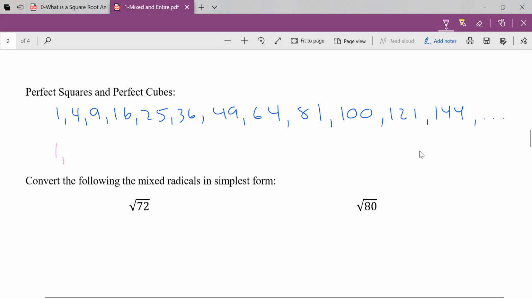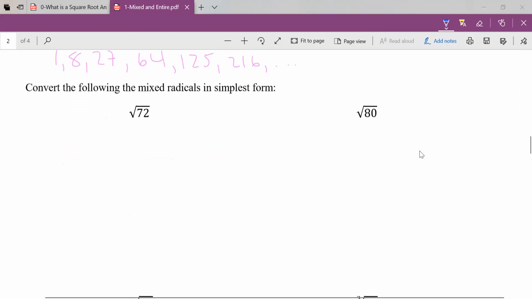If you want your perfect cubes, so let's go hot pink. 1 cubed is 1, 2 cubed is 8, 3 cubed is 27, 4 cubed is 64, 5 cubed is 125. 6 cubed is 216, and you could keep going, but usually if you get all the way up to 6 cubed, you're in pretty good shape. So if you don't know your perfect squares or your perfect cubes, let's write those out somewhere. They're really going to help you in this unit, big time. All right, now that we've done that, we got those written out. They're on a sticky note. They're on the wall. I'm looking at them.